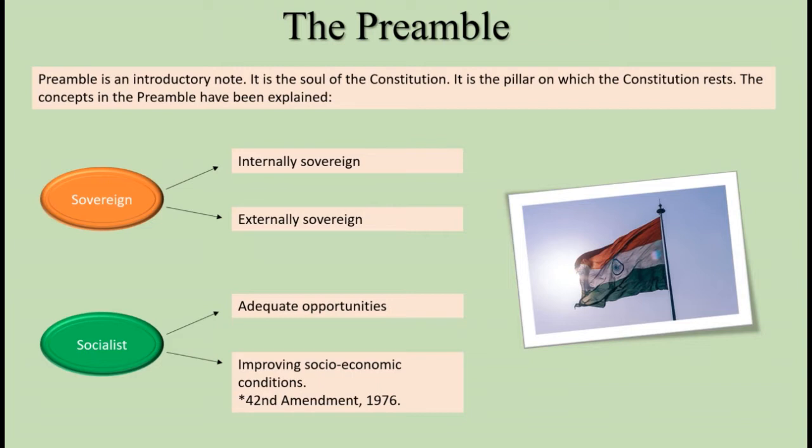Socialism can be achieved by providing adequate opportunities to every citizen to develop their capacity to the maximum extent possible. Socialism can also be achieved by improving the socio-economic conditions of the people. These efforts lead to the establishment of a welfare state.